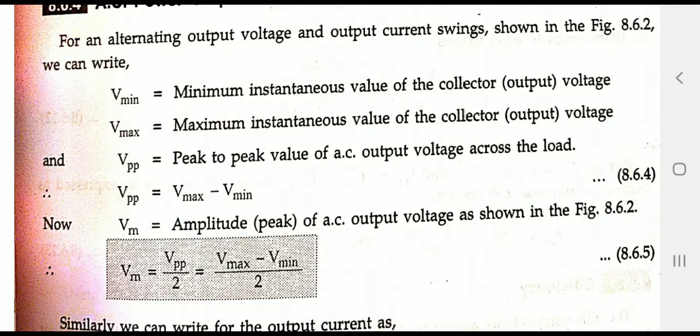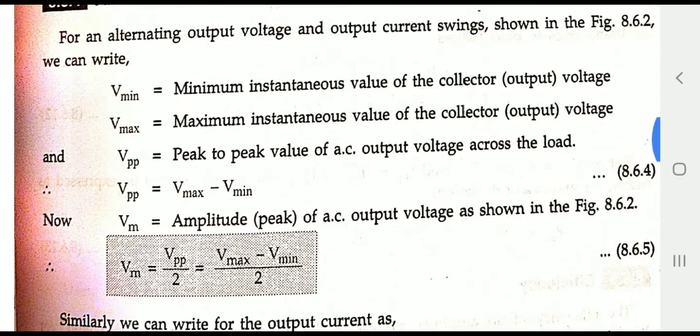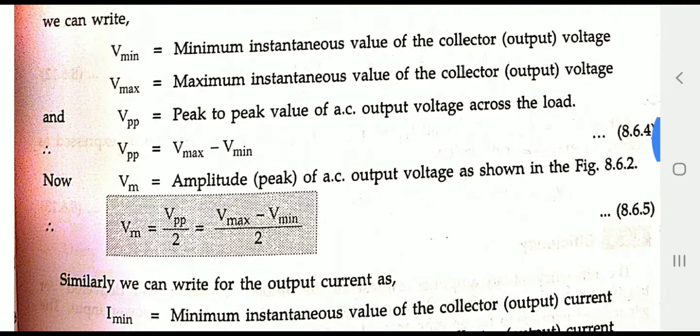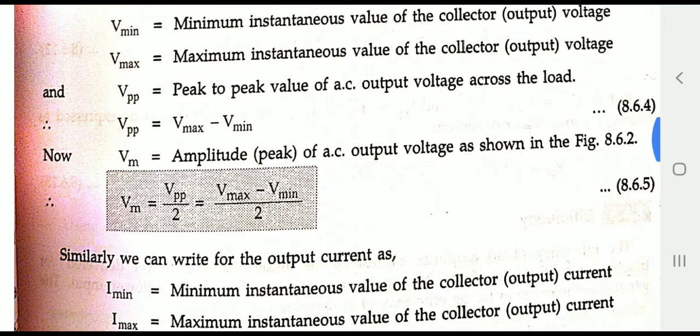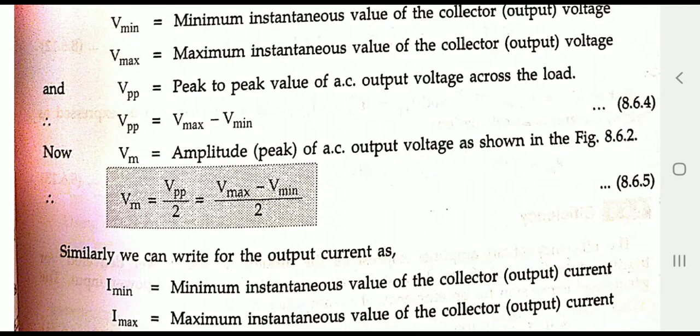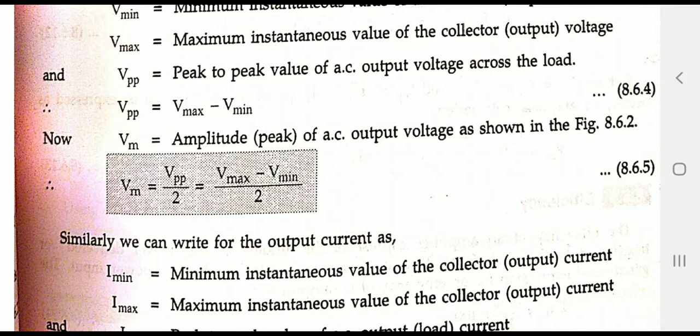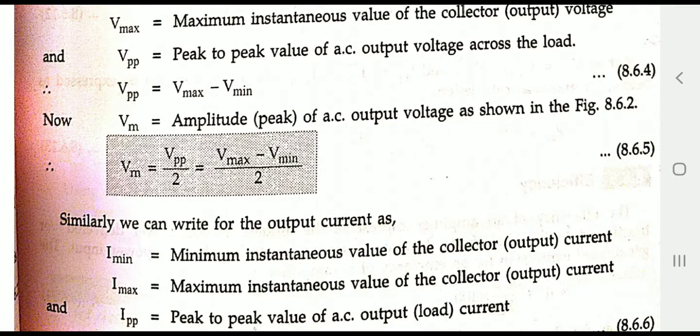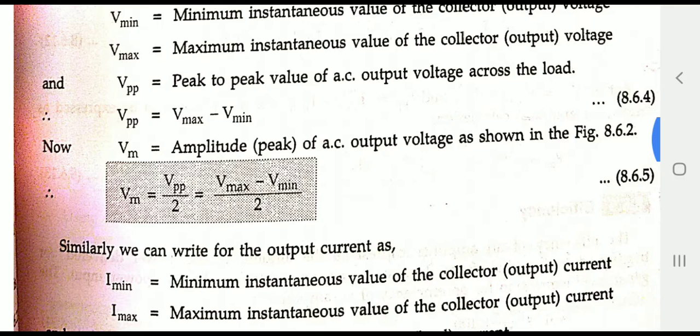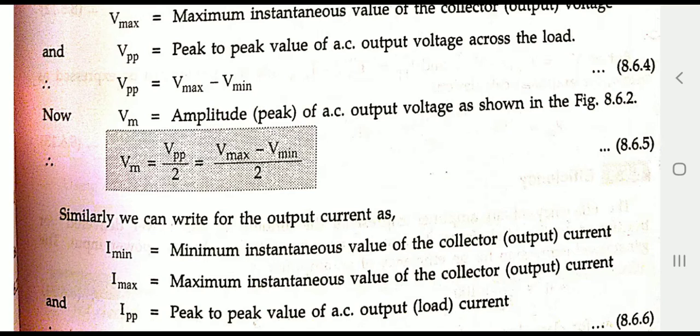The first one is V minimum, which indicates the negative peak of the VCE voltage or output voltage, meaning the minimum instantaneous value of the collector or output voltage, and then the maximum instantaneous value. V peak to peak means both the positive and negative cycles are added. That is nothing but V peak to peak equals V max minus V minimum, where V minimum is negative. Then Vm is the amplitude of the AC output voltage, meaning the maximum amplitude, which is always equal to V peak to peak by 2. So this is about Vm.